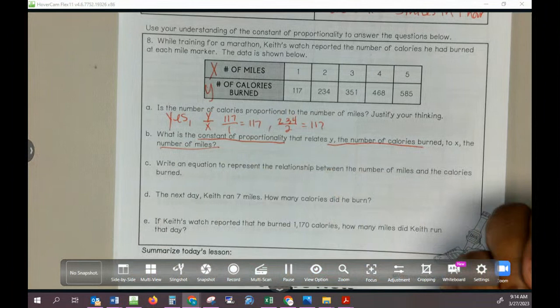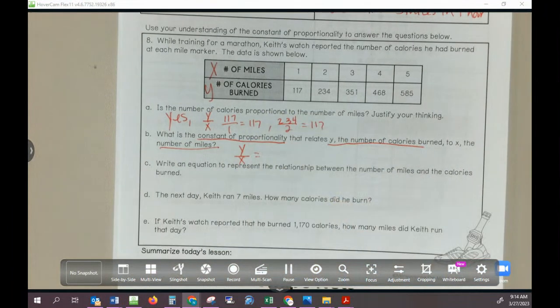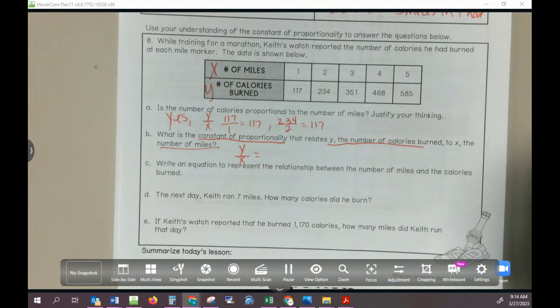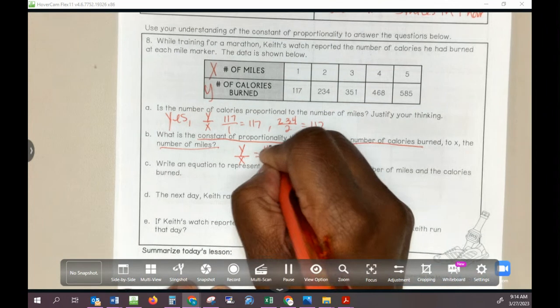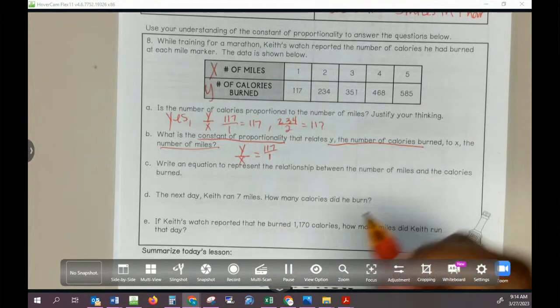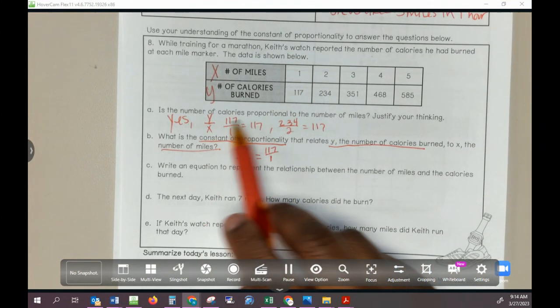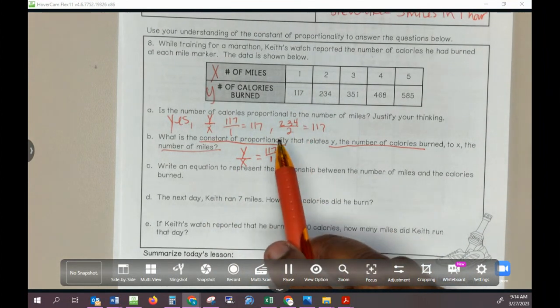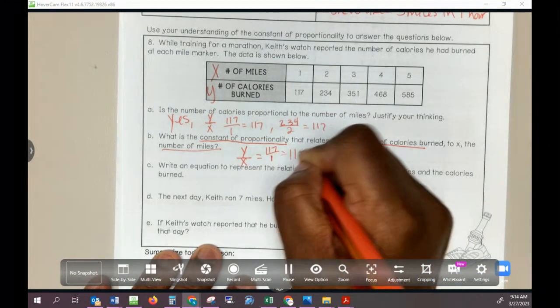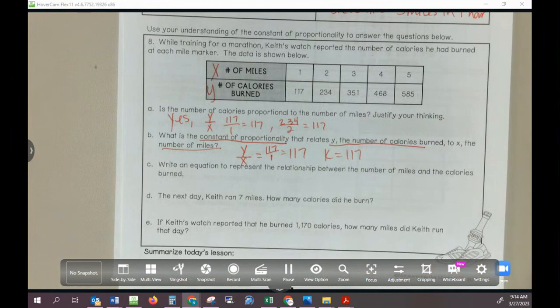So remember, to find the constant of proportionality, we said we have to do y over x. So what will be y over x? What is our constant of proportionality here? Right, so it'll be 117 over 1. Well, I want you to understand, it's not just because you picked one of them. It'll be a constant of proportionality once you have done two of them, like you did in A, to say that the constant of proportionality is 117. So we know here that K is 117.